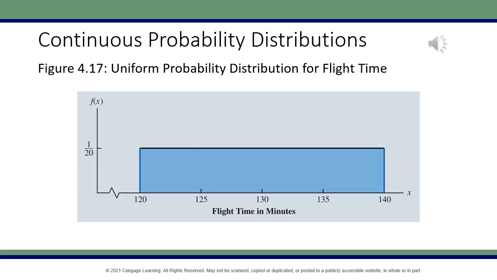Now, let's look at Figure 4.17, which illustrates the uniform probability distribution for our flight time example. The graph shows a rectangular shape, which is characteristic of the uniform distribution. The horizontal axis represents the flight time in minutes, ranging from 120 to 140 minutes. The vertical axis represents the probability density. The flat line at the top indicates that all values within this range are equally likely. This visual representation helps us understand why it's called a uniform distribution. The probability density is uniform across the entire range of possible values.